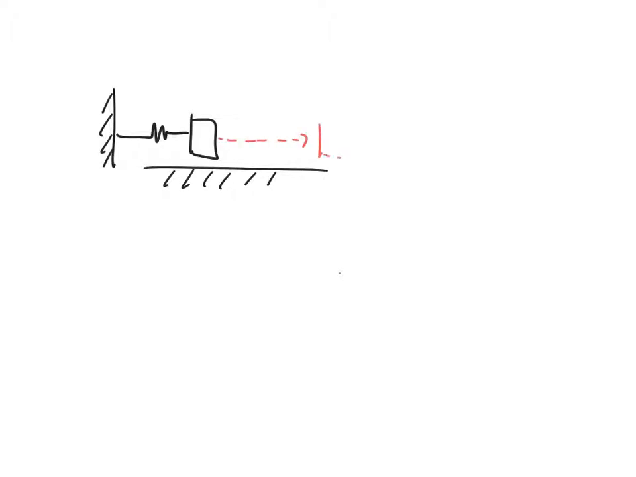A 1.3 kilogram block is pushed up against a spring, compressing it a certain distance. The block is released. The spring pushes it away across a frictionless floor. What is the speed of the block, given that the spring constant is a certain value? This is a problem of transfer of energy. Here's the block. Here's the ground. When it's released, the object starts to move like that.